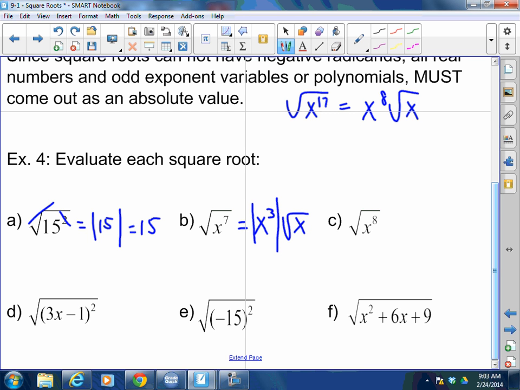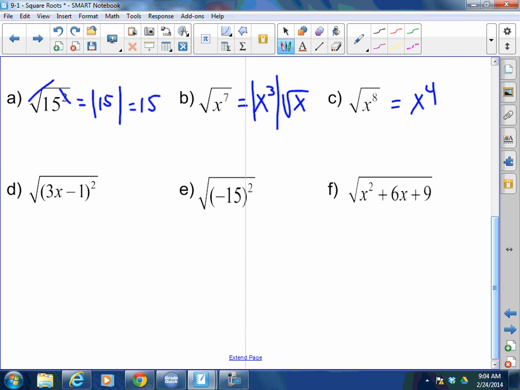Square root of x to the 8th. How many times does 2 go into 8? Do I need to put that in absolute value? No. Okay. Square root of 3x minus 1 squared. That cancels with that. But this is a polynomial, correct? And that's a polynomial to the first power, correct? So it must come out in absolute value. You guys with me? Can I repeat that? Of course.